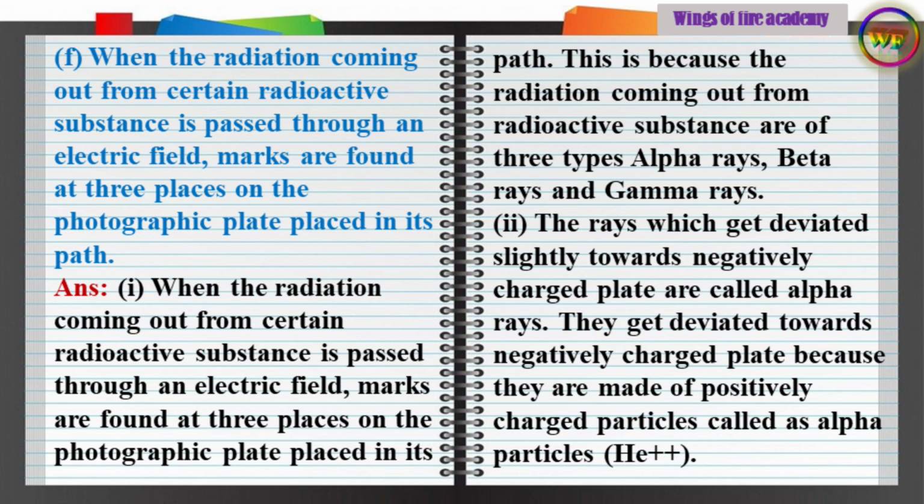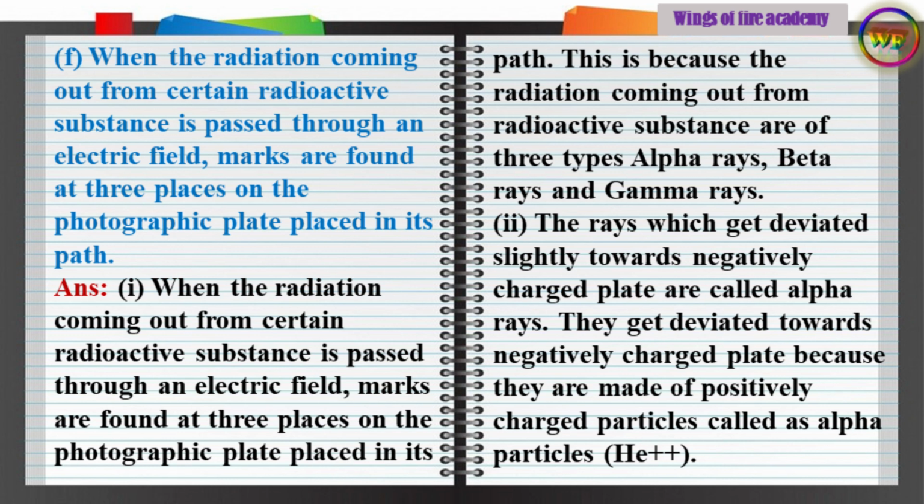F. When the radiation coming out from certain radioactive substance is passed through an electric field, marks are found at 3 places on the photographic plate placed in its path. Answer. 1. When the radiation coming out from certain radioactive substance is passed through an electric field, marks are found at 3 places on the photographic plate placed in its path. This is because the radiation coming out from radioactive substance are of 3 types: alpha rays, beta rays and gamma rays.